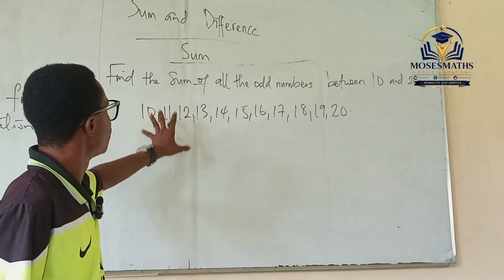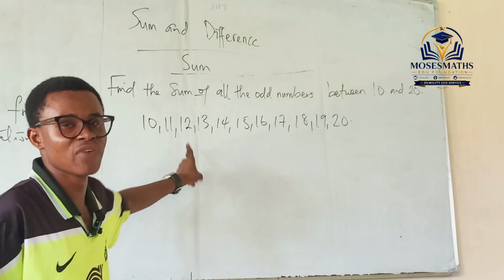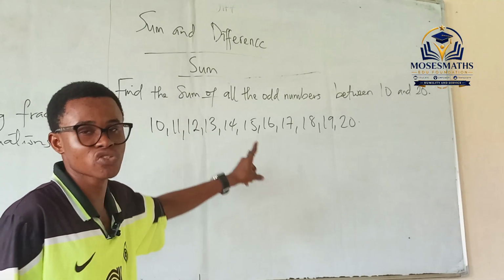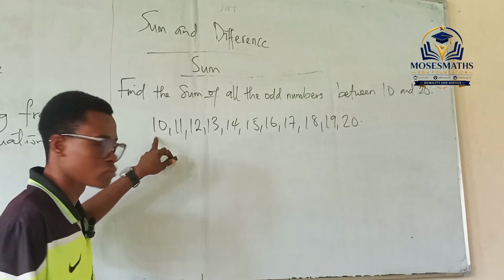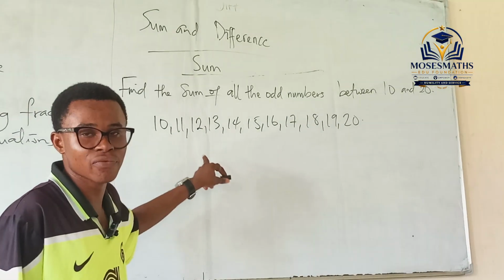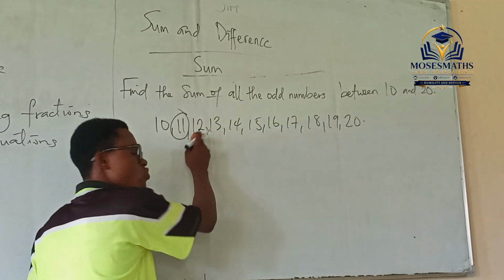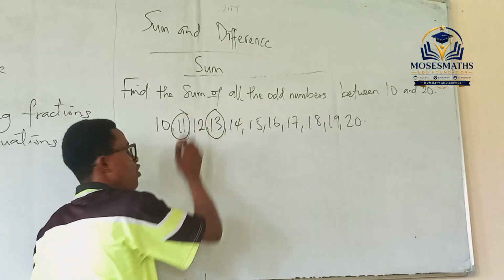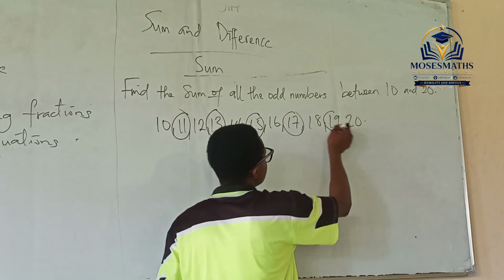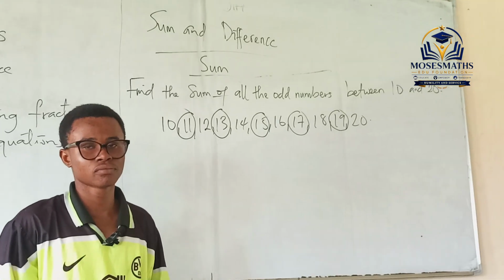Then what are the odd numbers here? The odd numbers here are those numbers that 2 cannot divide without a remainder. It's not divisible by 2. That means when 2 divides that number, it gives us a remainder. Then 10 is not an odd number. When 2 divides 10, we get 5. But 11 is an odd number. This one is not an odd number. This is an odd number. This is not an odd number. These are all odd numbers.